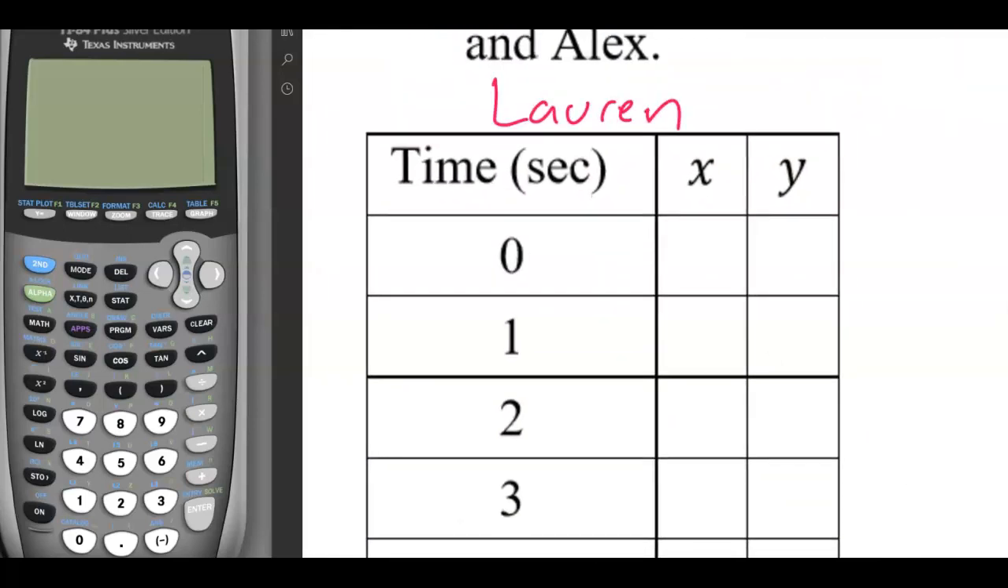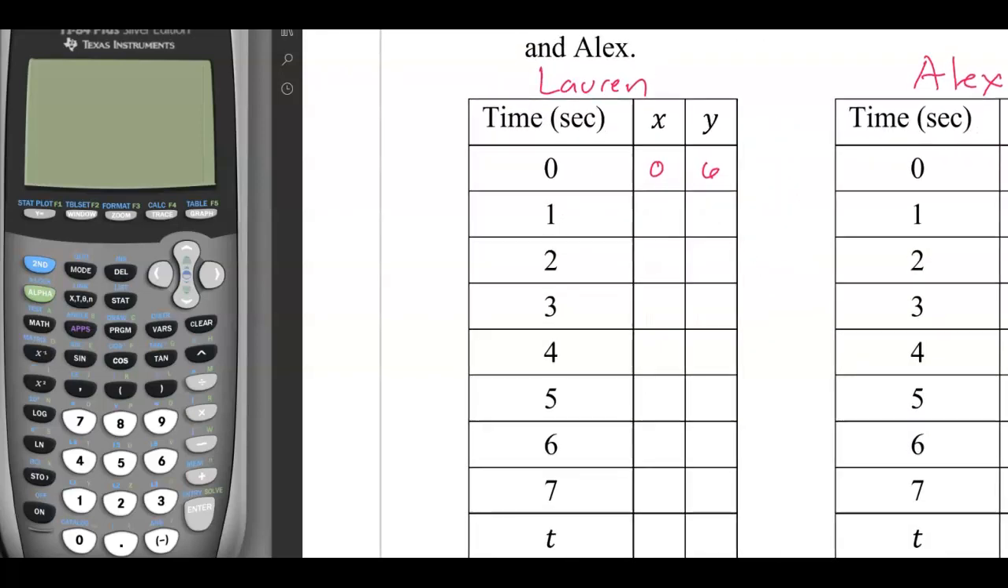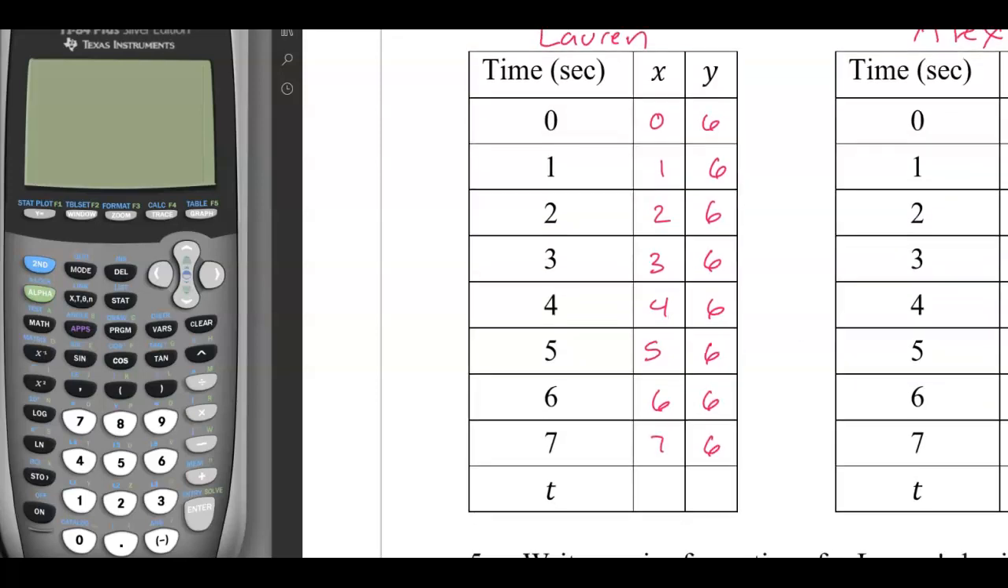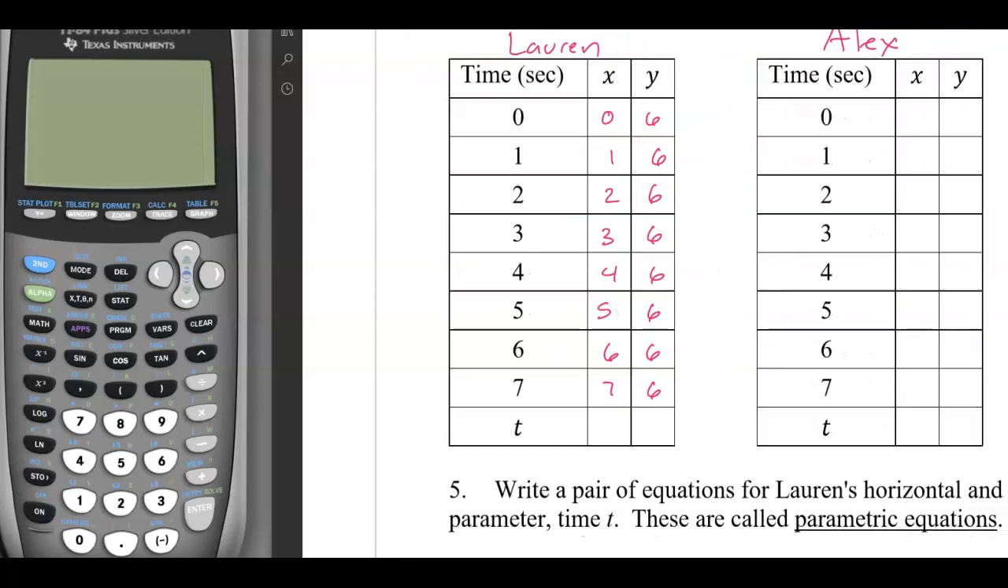At time 0, where is Lauren? (6, 0). And time 1? Time 2? Right. (3, 6), (4, 6), (5, 6), (6, 6), (7, 6). How could we write an equation for x based on time, t? What is x always equal to? x is always equal to the time, t. What is y always equal to?